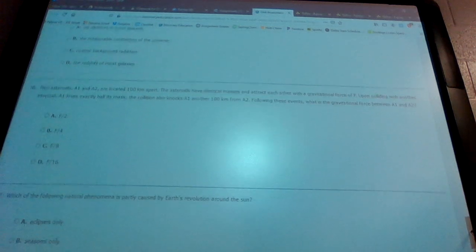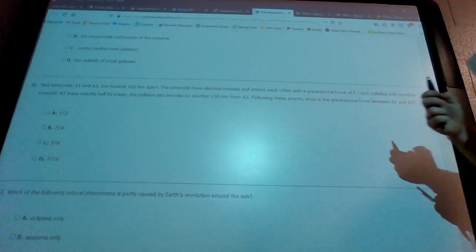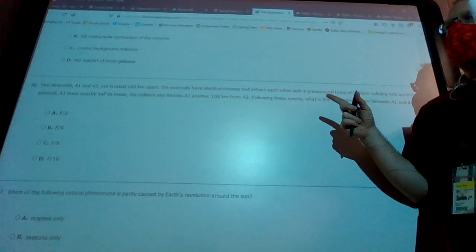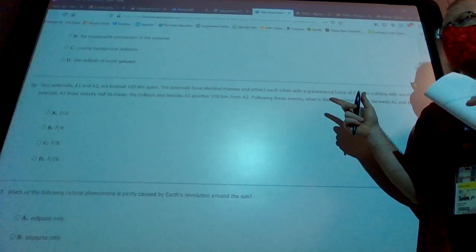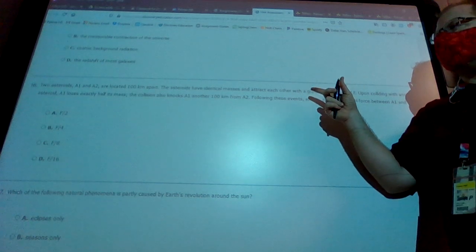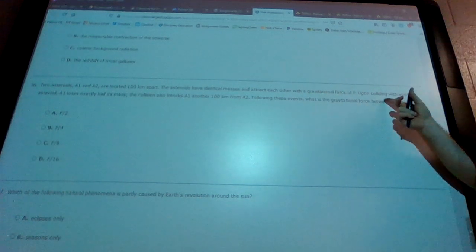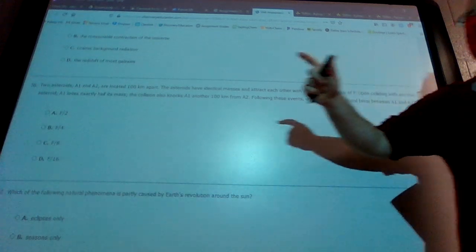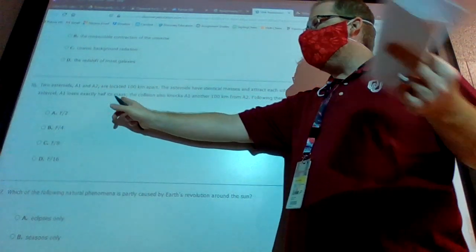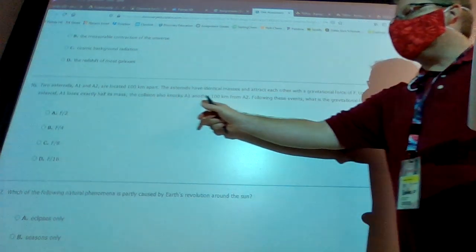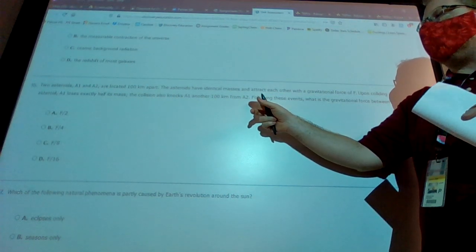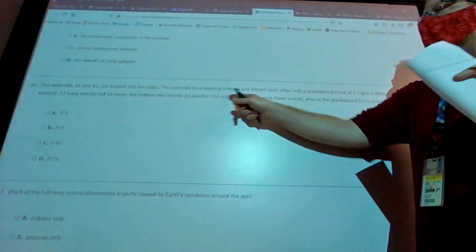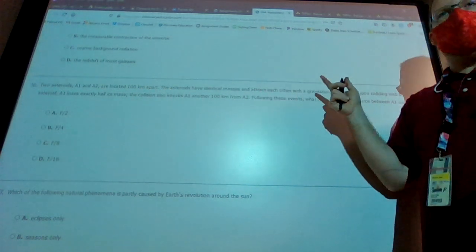Where's the gravity one? We're almost here. Here we go. Okay. Two asteroids, A1 and A2, are located 100 kilometers apart. The asteroids have identical masses that attract each other with a gravitational force of F. Upon colliding with another asteroid, A1 loses half of its mass, and the collision also knocks A1 100 kilometers from A2. So they started off 100 kilometers apart, and it makes it another 100 kilometers, so it doubles the space.